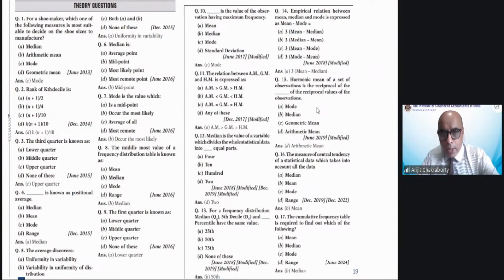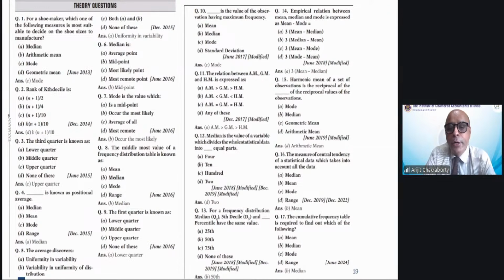So I have divided the last part of our discussion presentation today into theory, just to emphasize and once again request all dear students here to focus equally on the theory questions, and definitely prepare for the numerical practical questions as well. Question number 10, dash is the value of the observation having maximum frequency. It is mode. Relation between AM, GM and HM. We have discussed it. AM is always greater than or equal to GM, always greater than or equal to HM. So option A is the right answer.